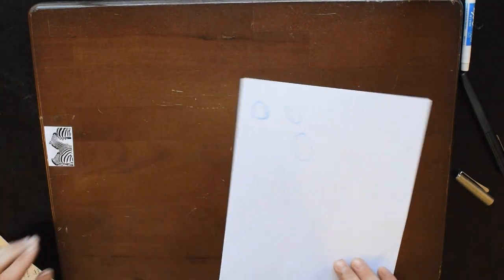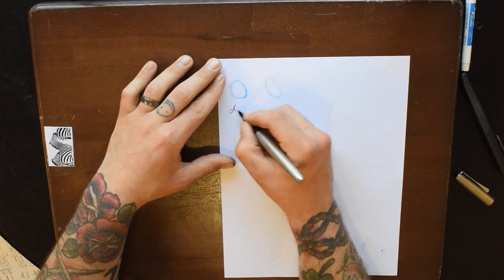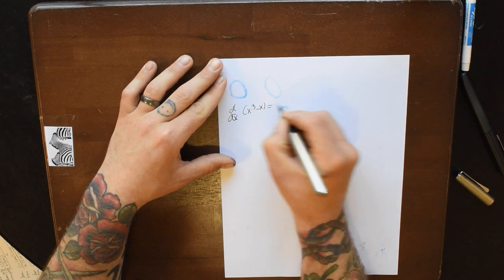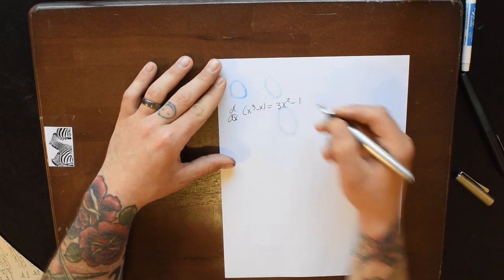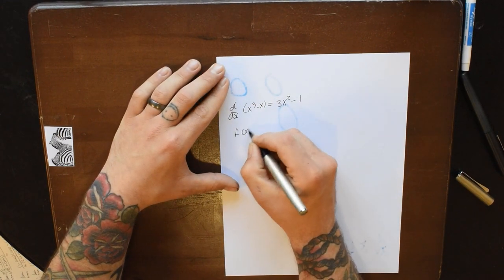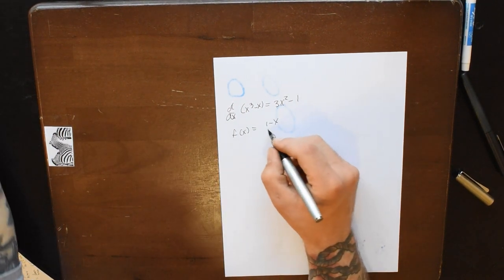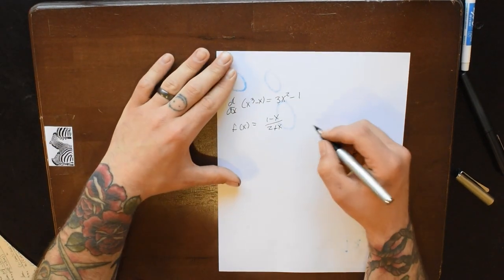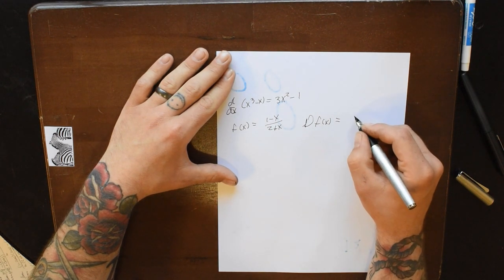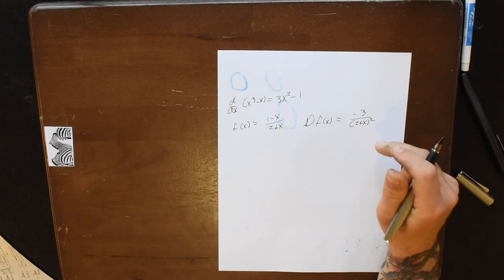So going back to some of the previous examples, we could say that d dx of x cubed minus x was equal to 3x squared minus 1 from the work that we've already done. If we knew that f of x was equal to 1 minus x over 2 plus x, we could say that the derivative of f of x is equal to negative 3 over 2 plus x squared, if I remember correctly.